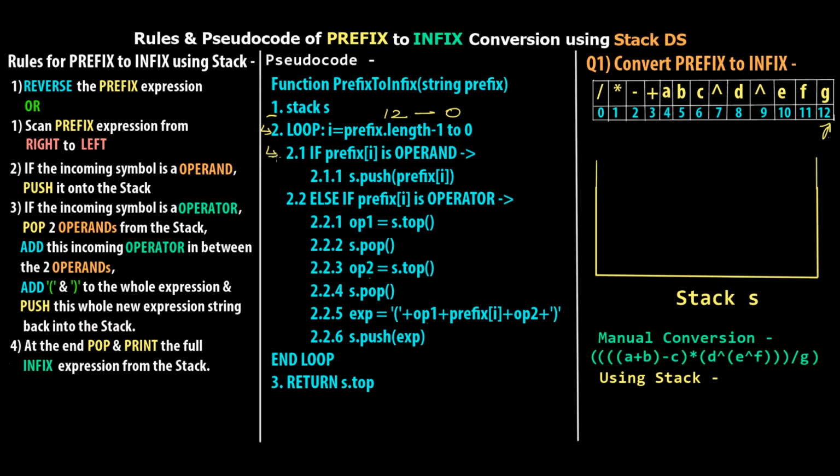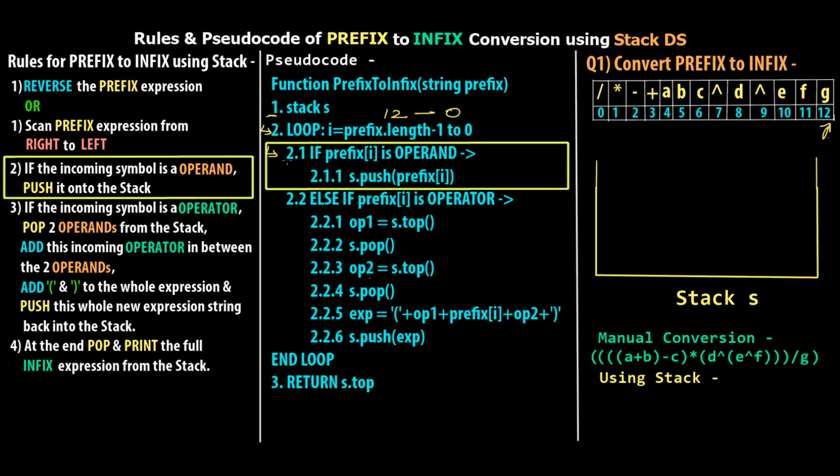At index position 12, we check if prefix of I is an operand. What is prefix of I right now? It is G. G is an operand, right? So for operands, you can see 2.1 will be executed. 2.1 says if prefix of I is operand, then we go inside and we have 2.1.1 which says s.push prefix of I. Now if you see the corresponding rule for this 2.1 point, you can see it is over here. That is point number 2 or rule number 2. If the incoming symbol is an operand, push it onto the stack.